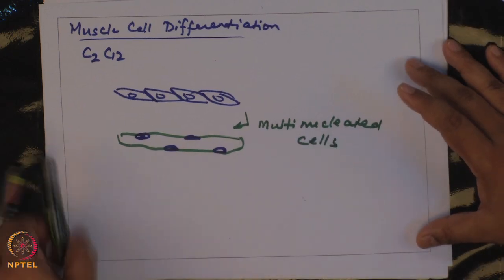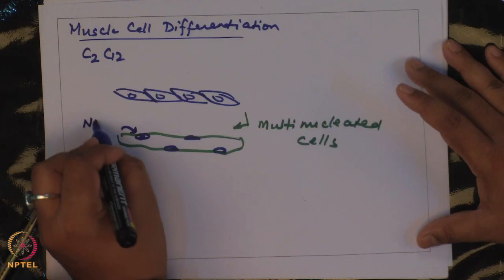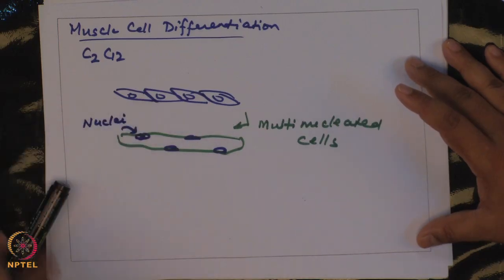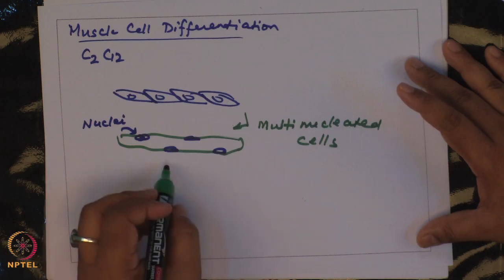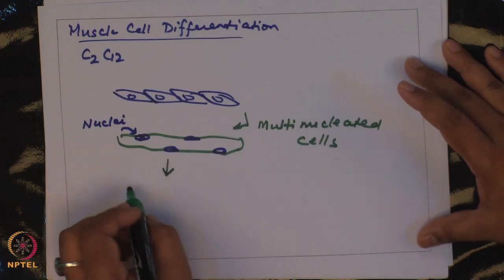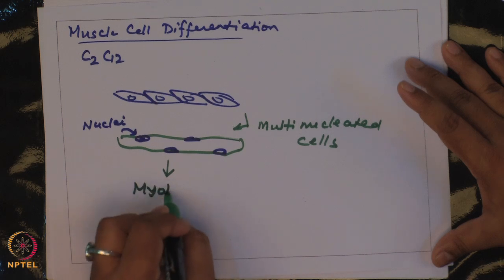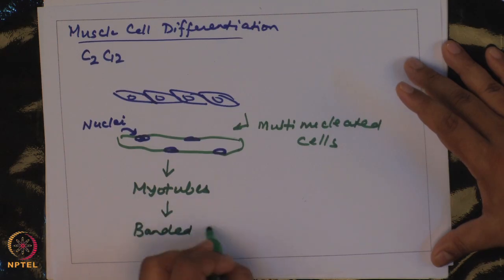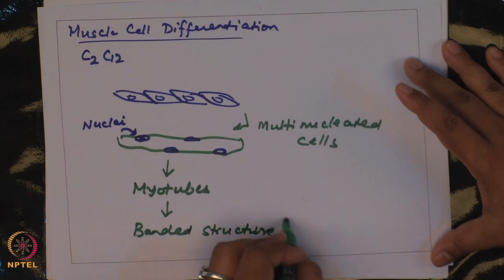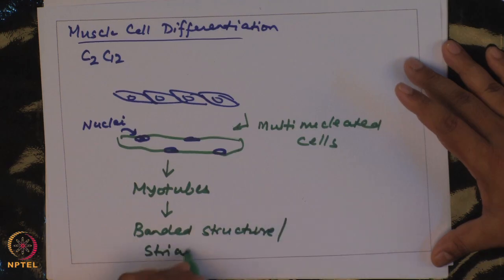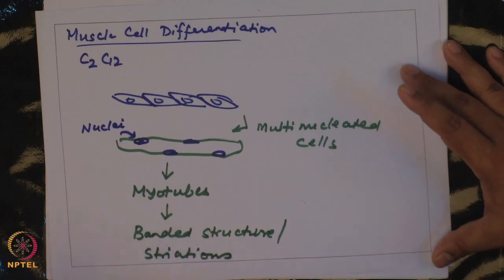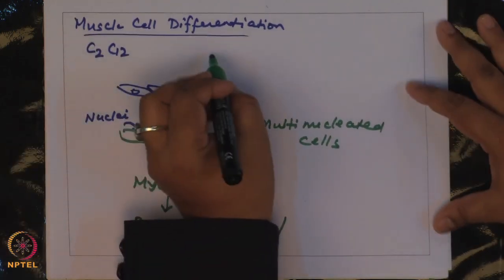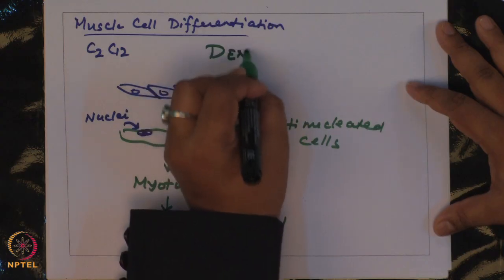Okay. So, here in blue these are the nuclei, and then after forming these multinucleated structures, these cells differentiate to form myotubes, where you can see the banded structure, also referred to as striations. Okay. So, this was done in the group of Dr. Dennis Discher.